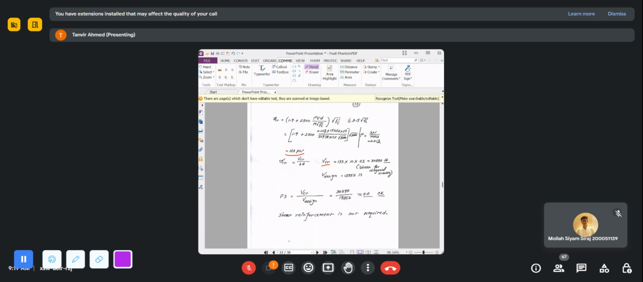We simply multiplied this VCR with b and d to get the maximum shear force that the concrete can take, and we found this value. We also calculated the maximum design shear force, and we checked whether this value is twice of this value or not. In other words, if the factor of safety is 2 or more, then we don't need the shear reinforcement. The concrete is good for bearing the shear force. So this was the last problem.